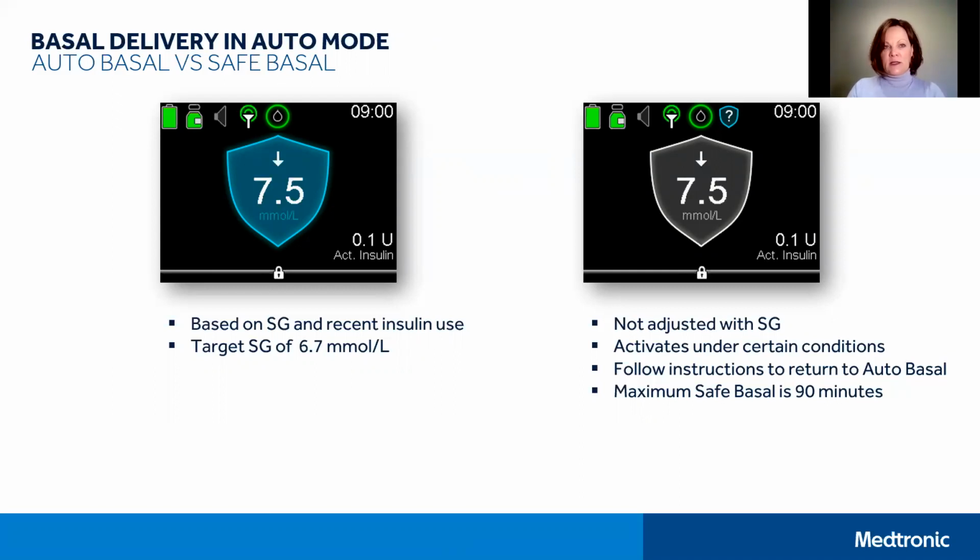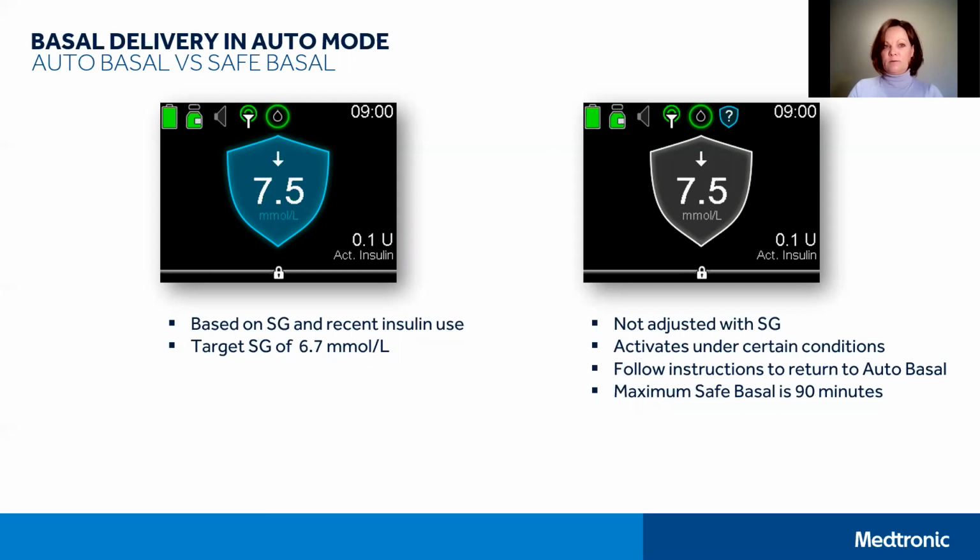Safe basal activates under certain conditions that are outlined in your auto mode getting started guide, and you can be in safe basal for a maximum of 90 minutes, which gives you time to follow the instructions on your pump screen so that you can return to the blue shield as soon as possible. If safe basal isn't addressed within 90 minutes, you'll be exited to manual mode and basal delivery will begin using your basal pattern settings.